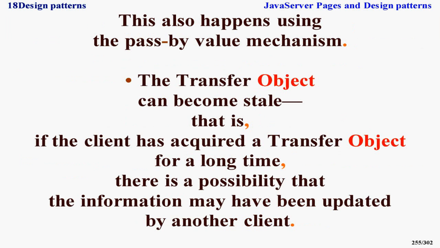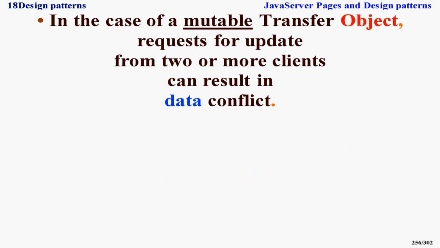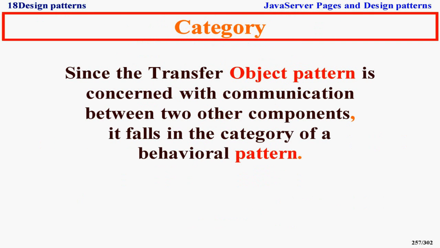The transfer object can become stale, that is, if the client has acquired a transfer object for a long time, there is a possibility that the information may have been updated by another client. In the case of a mutable transfer object, requests for update from 2 or more clients can result in data conflict.